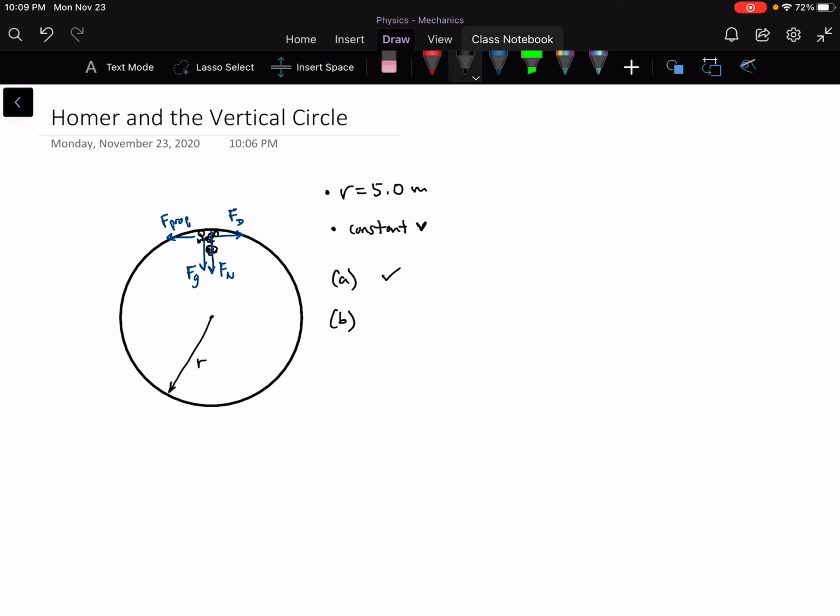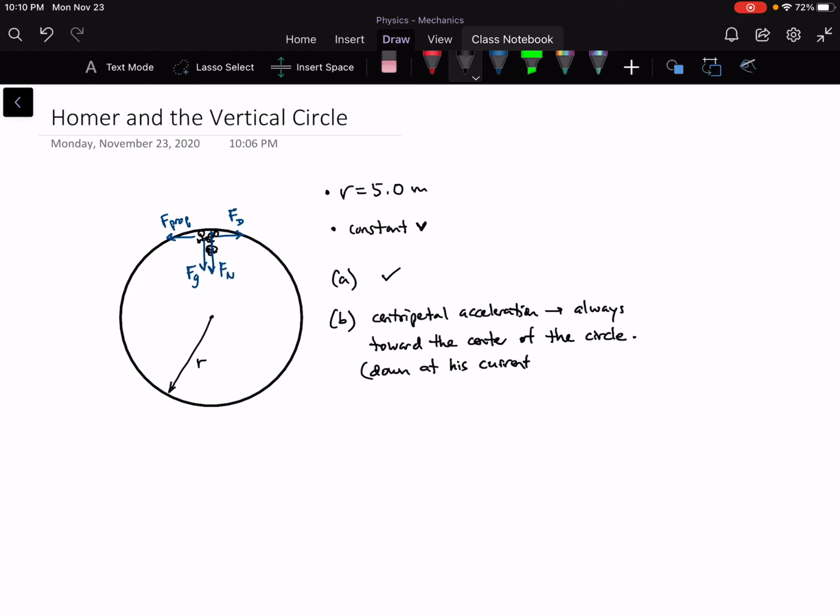Now, for B, in what direction is his acceleration at the top of the loop, and which of the forces you listed in part A cause this acceleration? Okay, so this is centripetal acceleration because he's going in a circle. And we know it's always toward the center of the circle. So if he's at the top there, then it would be acting down.